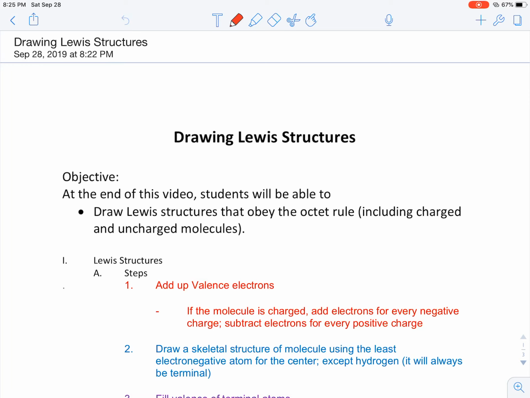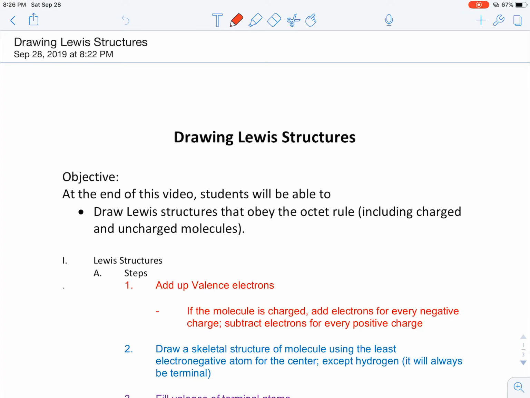Good evening, students. Today's video lesson is on drawing Lewis structures. Lewis structures are very important in chemistry because they give us the precursor to showing us shapes of molecules, which in turn determine properties, which we'll get into in our next unit. So today, drawing Lewis structures, this is kind of our base building block of molecules, so we really need to make sure we understand them.